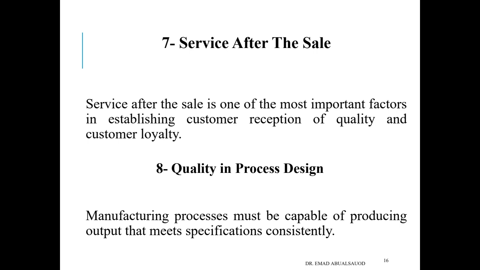But even if you sell a good product, when the customer needs you for a service and they don't have the service provided well, usually the customer can ruin the whole reputation of the company, even if the company produces good products. Quality and process design. The manufacturing process must be capable of producing the output. And remember the process capability, called Cp and Cpk, that we have covered in the continuous improvement in part 5 of this course.